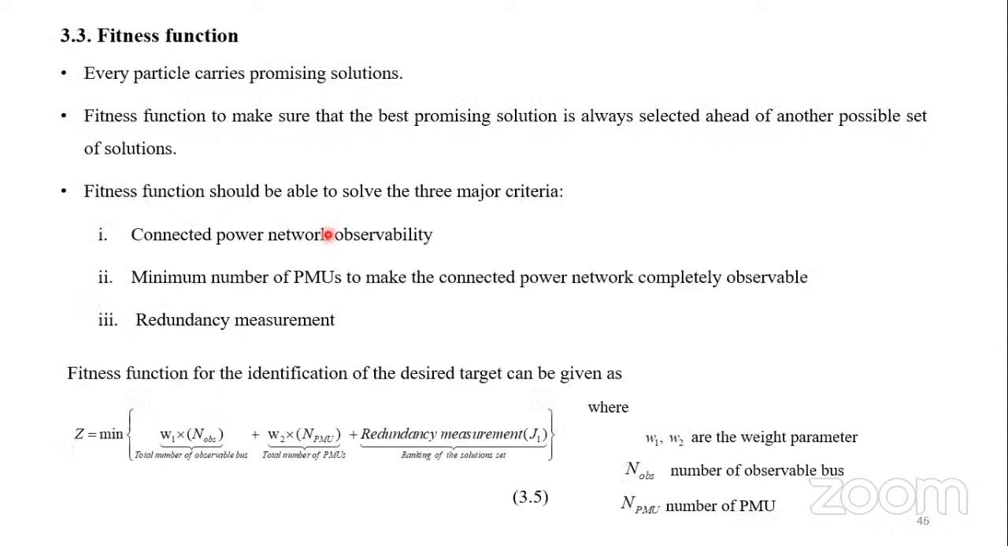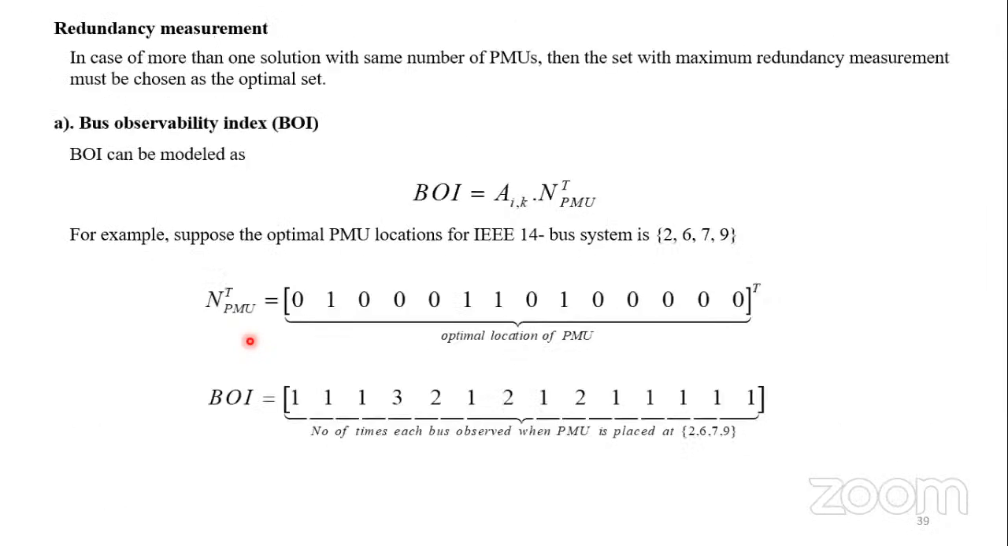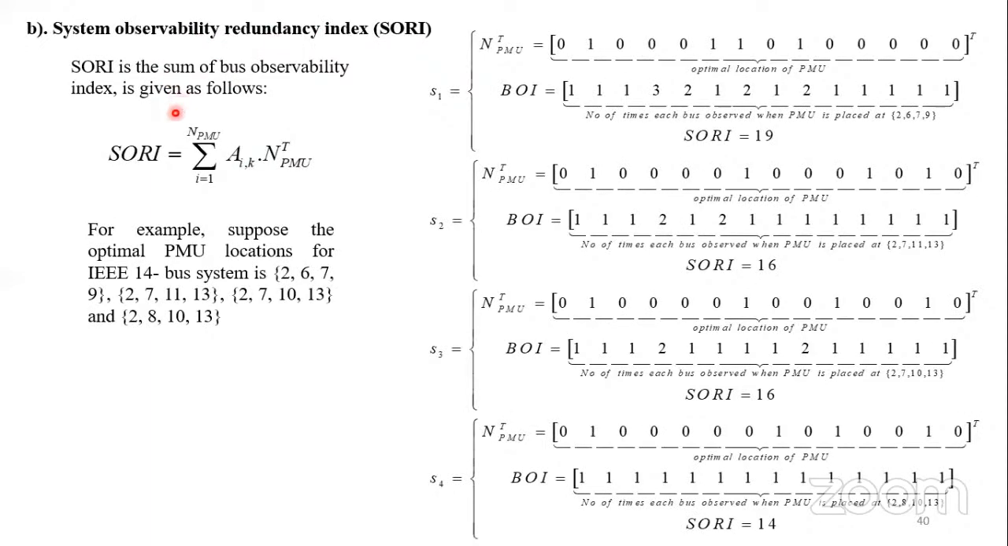Now the fitness function. In BPSO, the fitness function plays a major role. In this case, the fitness function involves three major rules. The first one, as we have just talked about, is the observability of the connected power network. So this is one constraint. The second one is that we want to minimize the number of PMUs, and the third one is redundancy measurement. I'll go back and again give you the meaning. I'm talking about the redundancy measurement, that is the bus observability index and the system observability redundancy index. So this is the redundancy measurement.